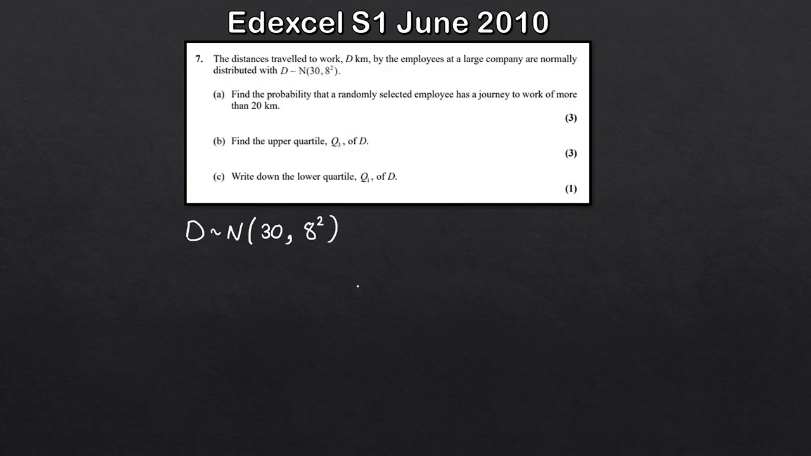Okay. So what we want to do for part A, just hopefully nice and straightforward, is just find the probability that a randomly selected employee has a journey to work of more than 20 kilometres. So here we're looking to find, for part A, the probability that D, in this case, is greater than 20. Okay. So how would we do this?